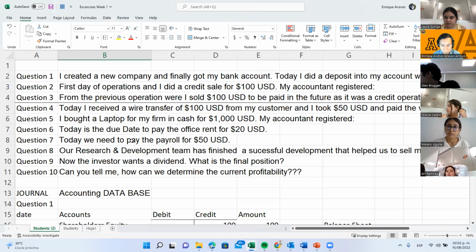Okay, o sea, estaría en la cuenta de sales, pero estaría el monto en credit, porque todavía no entraba el dinero a la compañía, ¿no? O sea, entonces, sí, el micrófono está.